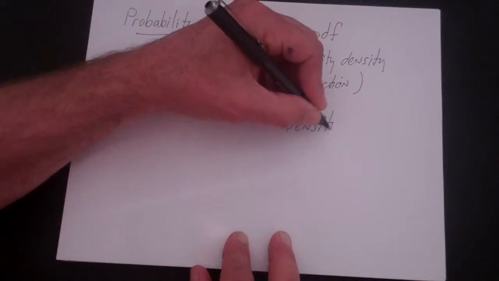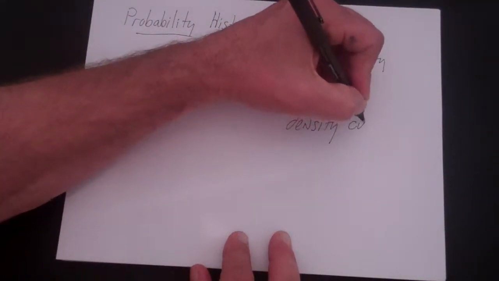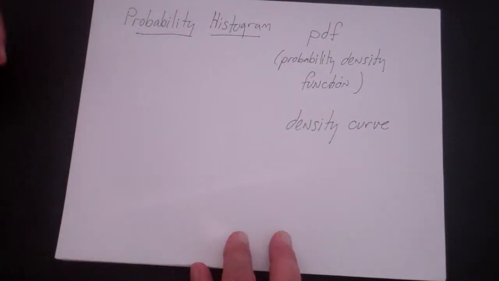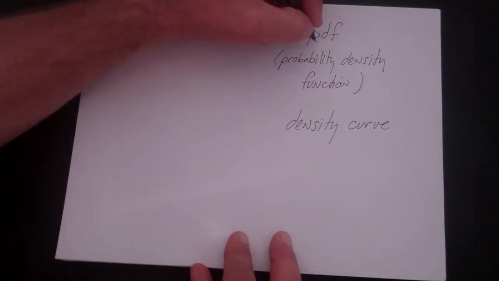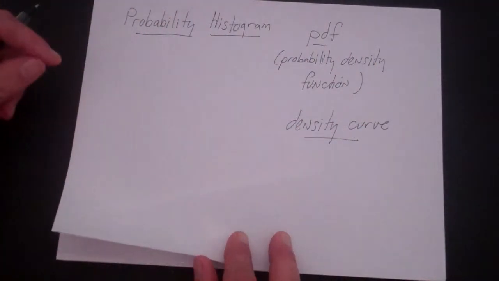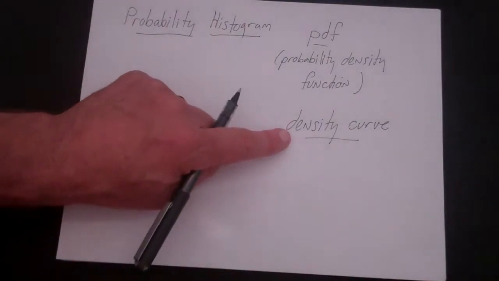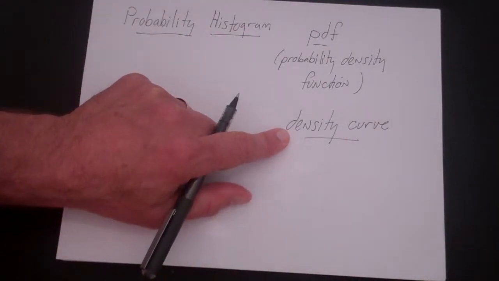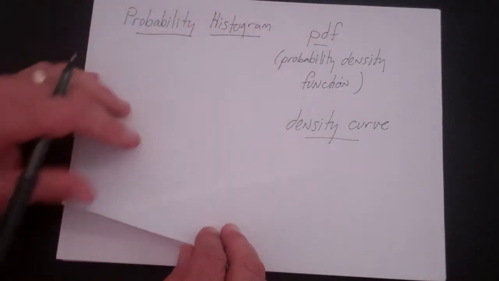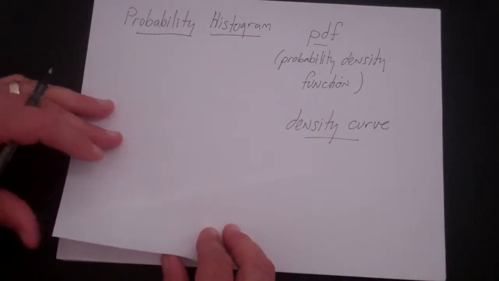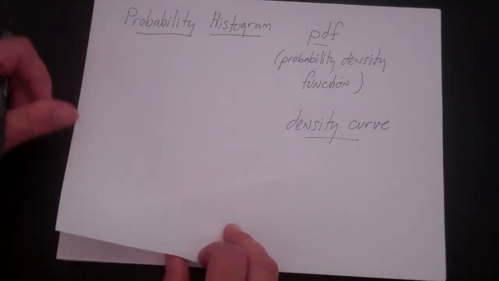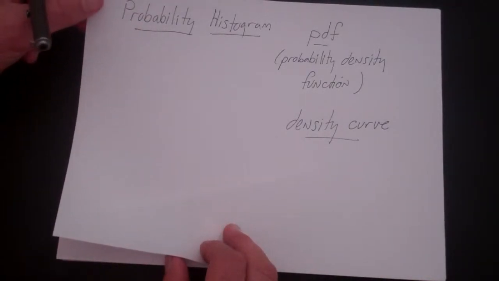So these are all just synonyms for the same thing: a probability histogram, a PDF, or a density curve. And most common AP stats books use the term density curve. When you get on to more advanced statistics, they'll always talk about PDFs. The reason I use the term probability histogram is because it really talks about what we think about.